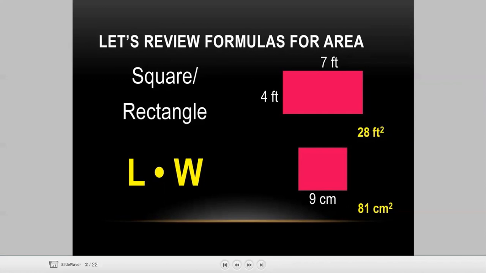And the area of the square is the side times itself, or the side squared. So if I have a square with 9 centimeters of side length, just multiply 9 times itself. So 9 times 9 is 81 centimeters squared, the area of the square.